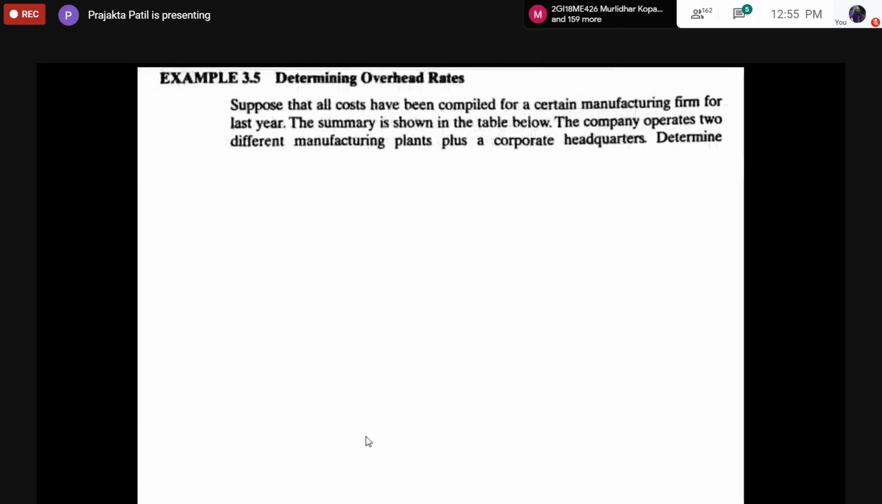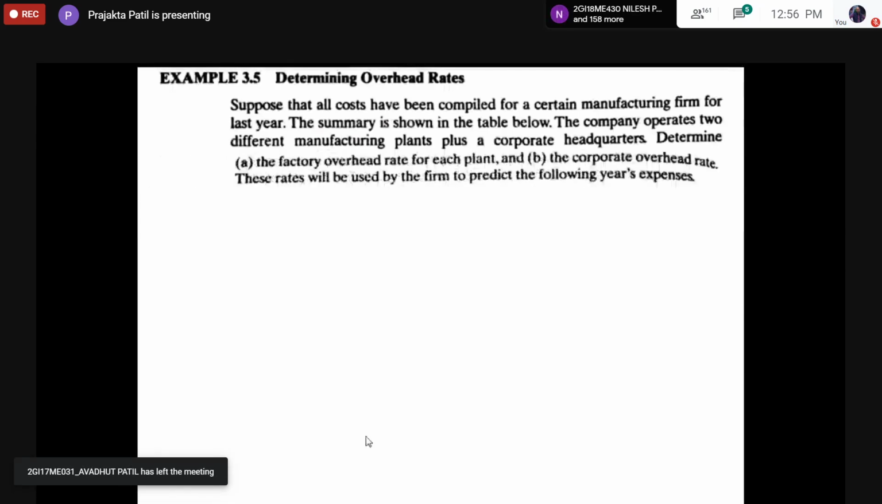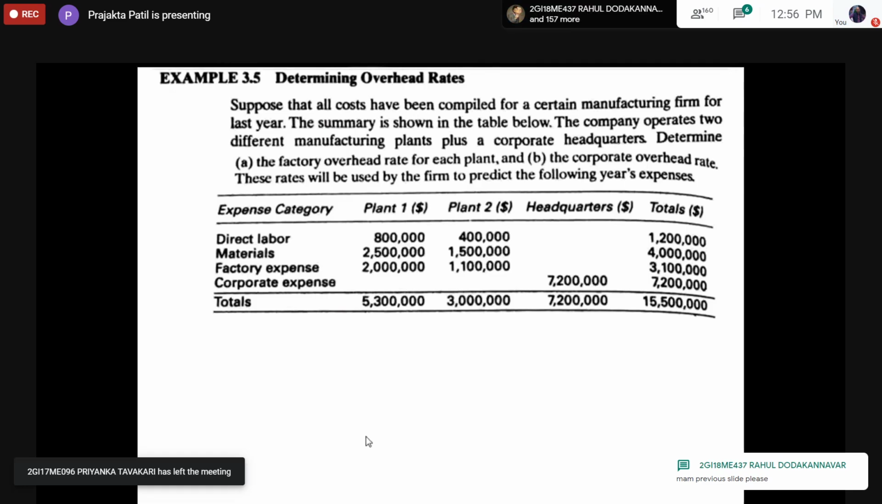So this is one of the solved problems. We will see how we can determine the factory overhead rate and the corporate overhead rate. You can just note this down. This is the problem statement, a solved problem from the textbook. Suppose that all the costs have been compiled for a certain manufacturing firm for last year. The summary is shown in the table below.